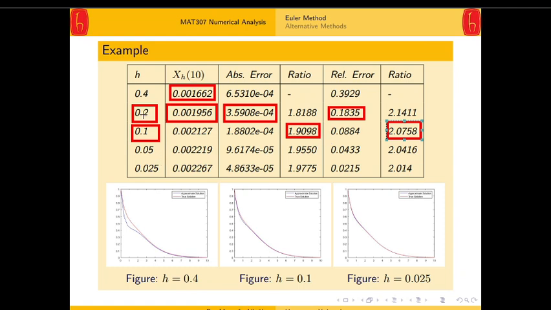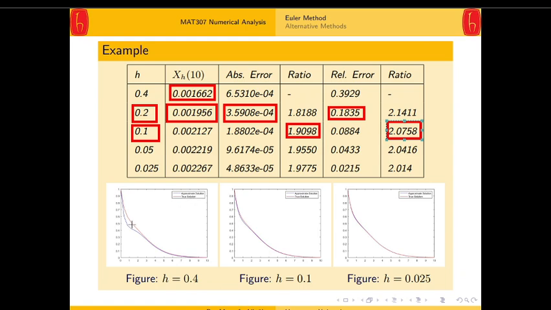So if we follow this pattern, and take half of h every time, we observe that the ratio gets closer and closer to 2. This means if we take half of h, the error will be halved. The reduction in h is proportional to the reduction in the error, because the accuracy of this method is only of order h. Also, we have given the plots of the approximate solutions and the true solution.